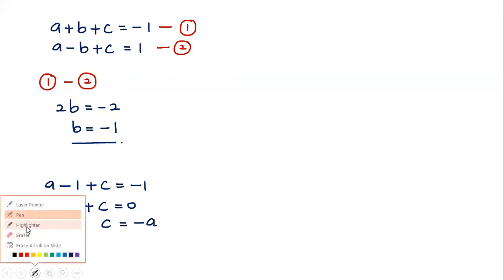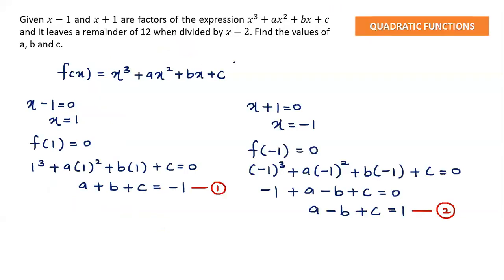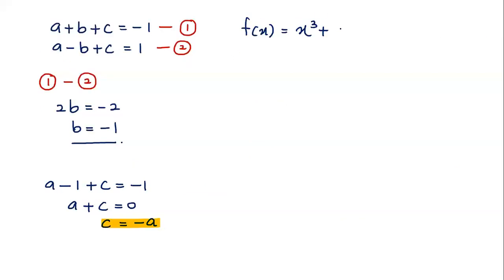Okay, so you just keep this one first. So let us keep this one. My next process is here. I'm going to go back to the expression f(x) is x cubed plus ax squared plus bx plus c.